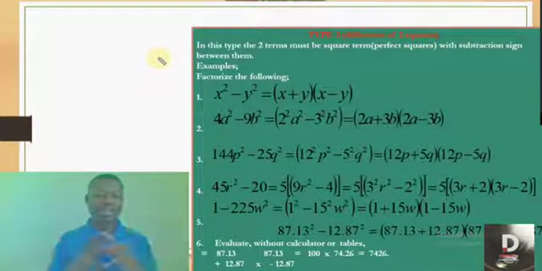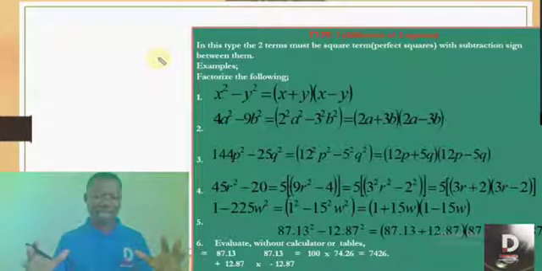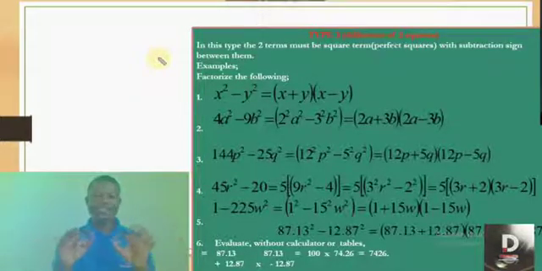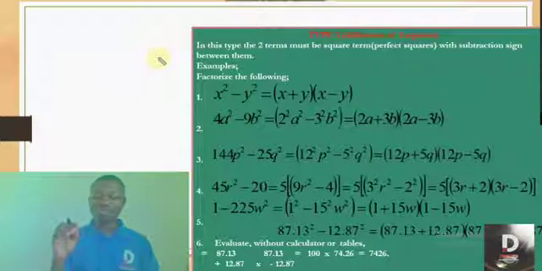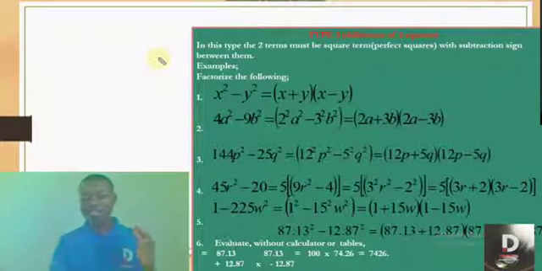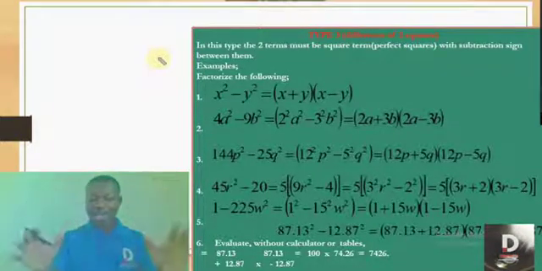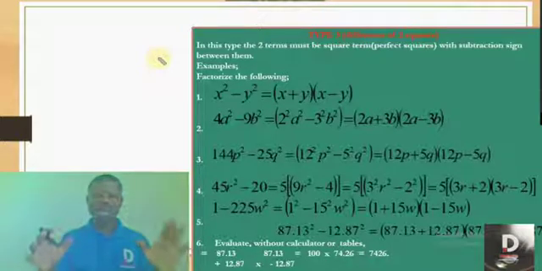Good. The next type of factorization is difference of two squares. Difference of, there must be a subtraction between them, and it's two squares. So one term should be a square term. The second term must also be a square term. That is the only way it qualifies to obey this command. Let's see how it works.